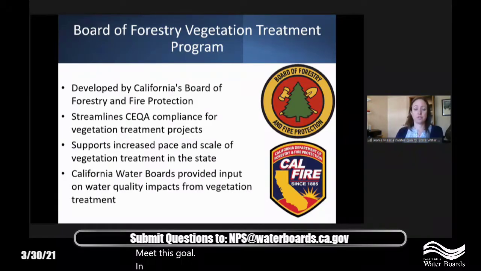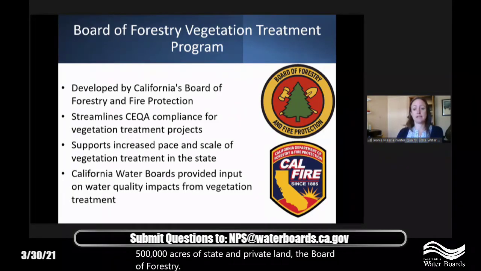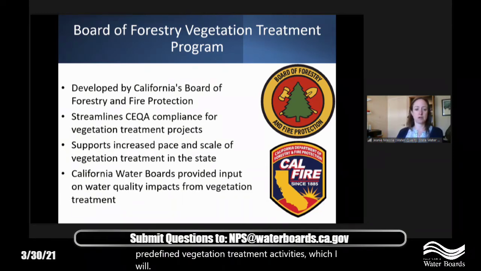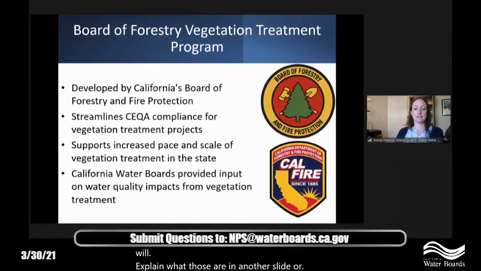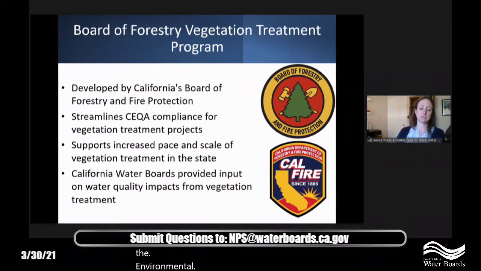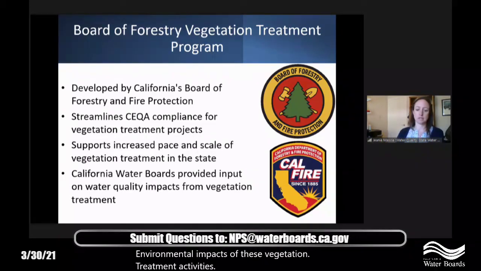In response to this goal, to treat vegetation on 500,000 acres of state and private land, the Board of Forestry and Fire Protection developed a vegetation treatment program, which is sometimes referred to as the CalVTP. And this program essentially consists of a programmatic environmental impact report that assessed the potential environmental impacts from a range of predefined vegetation treatment activities, which I will explain what those are in another slide or two. And the environmental impact report also describes practices and mitigation measures that can reduce the environmental impacts of these vegetation treatment activities, including impacts to water quality.